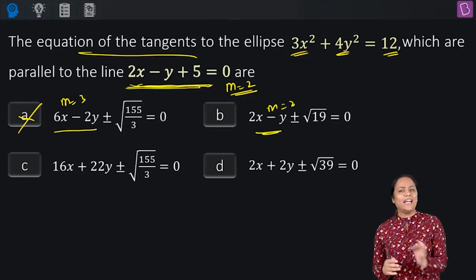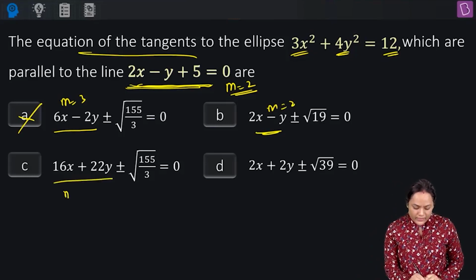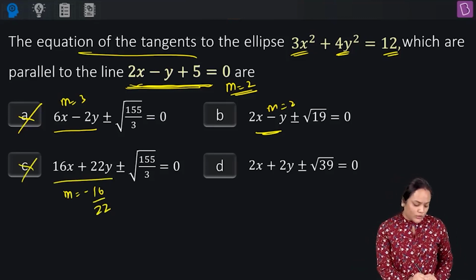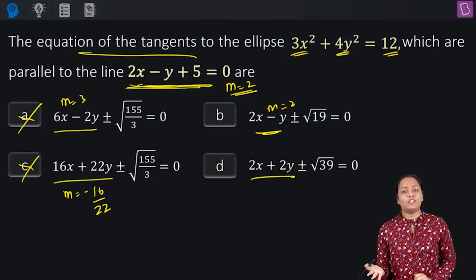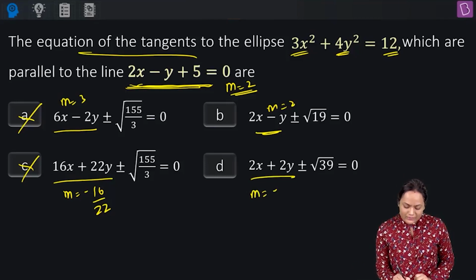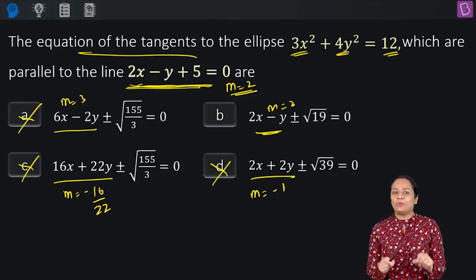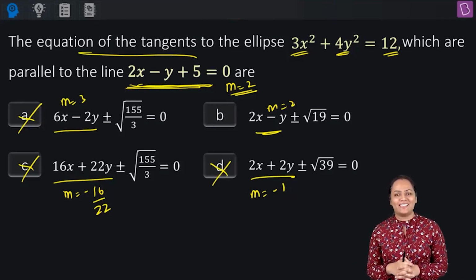But let's consider C and D also quickly. So in option C, you know the slope, well, it is nothing but minus of 16 by 22. Well, it is not equal to 2, right? Therefore, C also is not the answer. And in D, 2x plus 2y, you know the slope of this line is minus 1. That means the only possibility which we have is B. And that has to be the right answer, right?